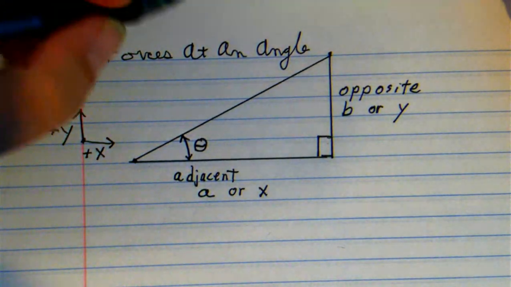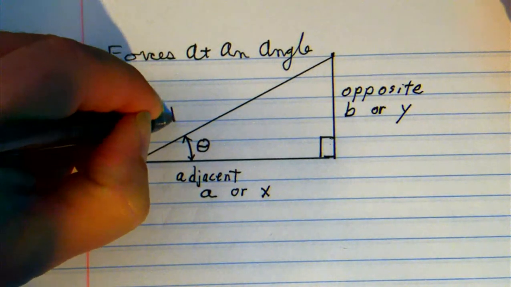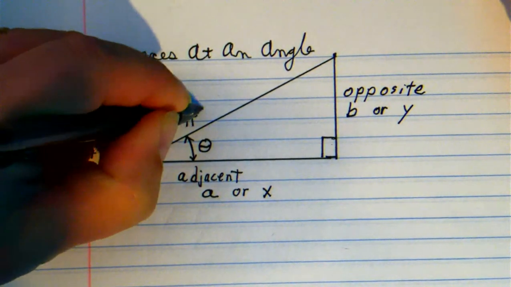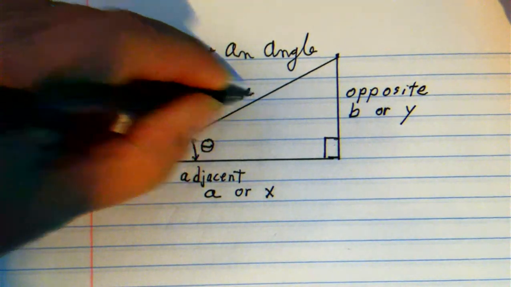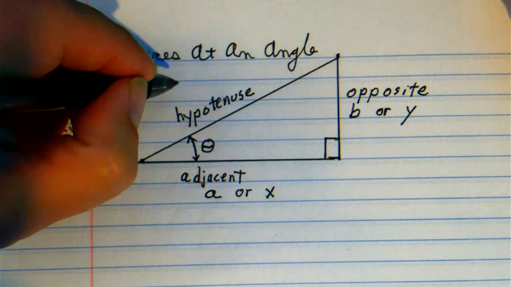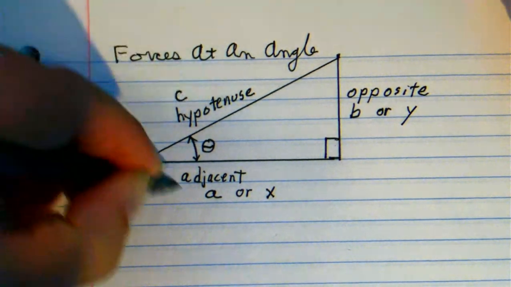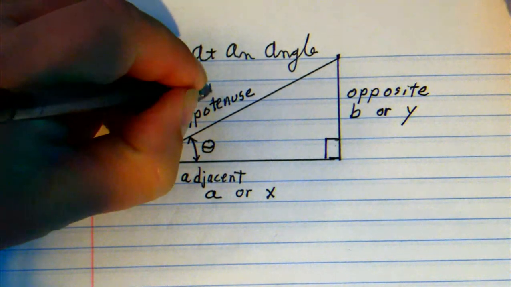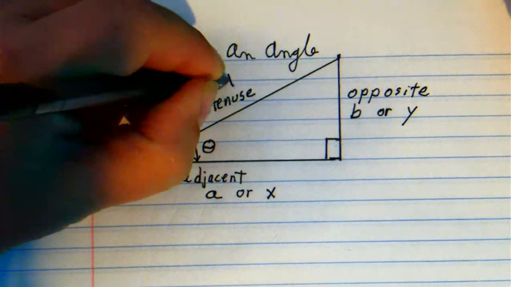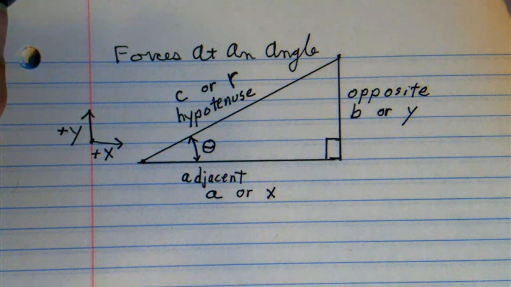This longest side, always the longest side, is called the hypotenuse. One way of referring to it is to call it the C side. So we have A, B, or C. And the other way to refer to it would be to call it R, the magnitude vector, R.